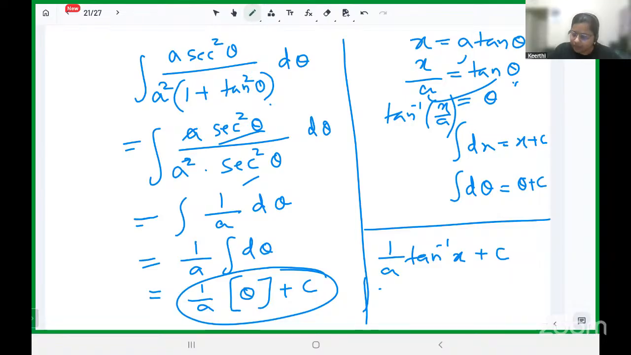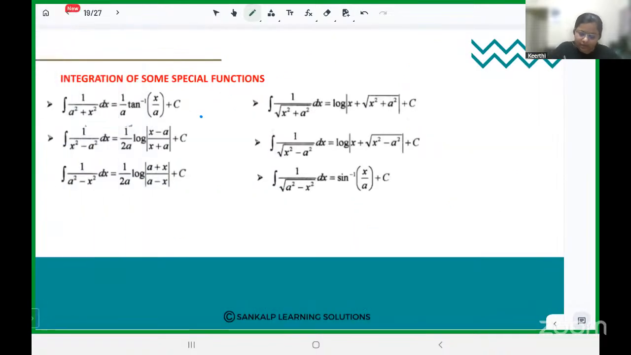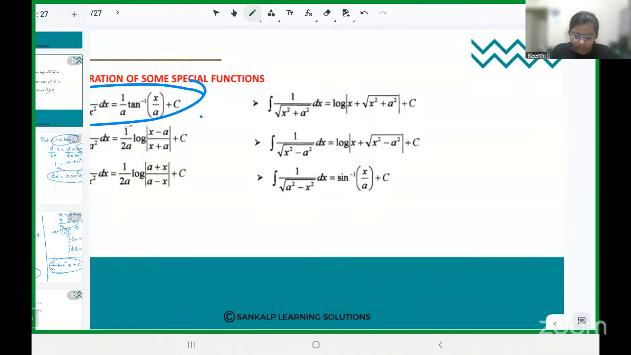Okay. So we have derived the formula for the first integral. What was it? The integral of 1 by a square plus x square is equal to 1 by a tan inverse of x by a plus c. Alright, now we'll do some problems from this session.